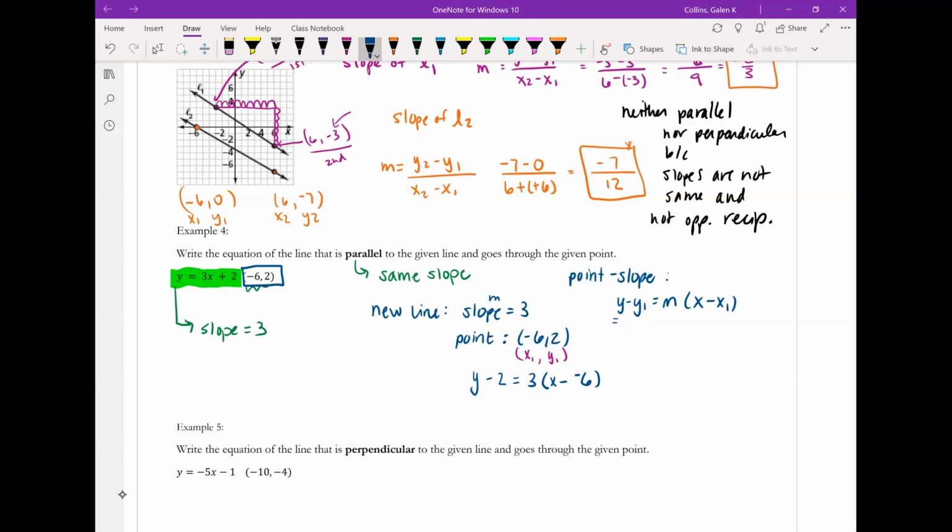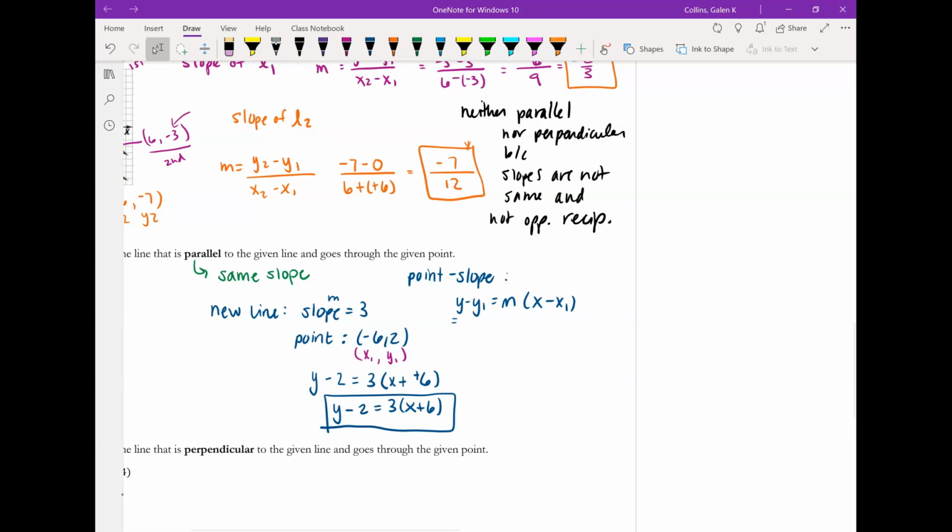And instead of writing x minus negative 6, I'm going to change that to x plus positive 6. So y minus 2 equals 3 times x plus 6. All right, that is the equation of the line. We don't have to write it in slope-intercept form, but it's good practice to practice those steps.